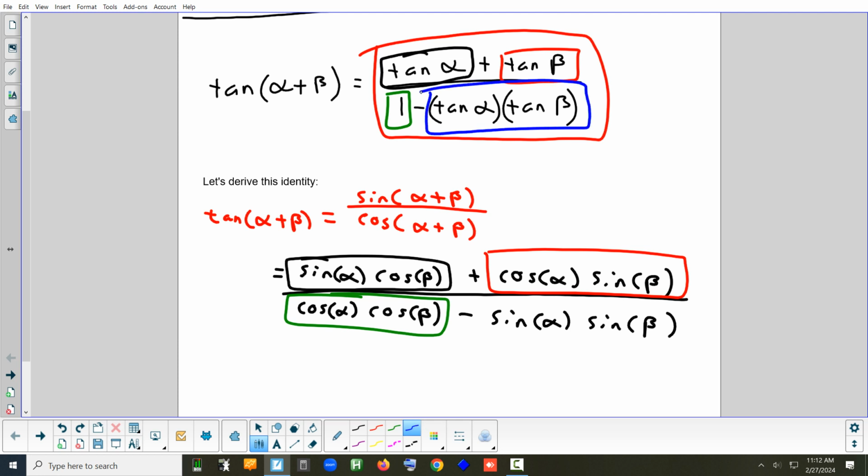Sine alpha, sine beta. Okay, so that's what they correspond with. I would like to change one of these ones in the bottom so that it matches one in the top. What do you think the easiest box to work with would be? The black, the red, the green, or the blue?